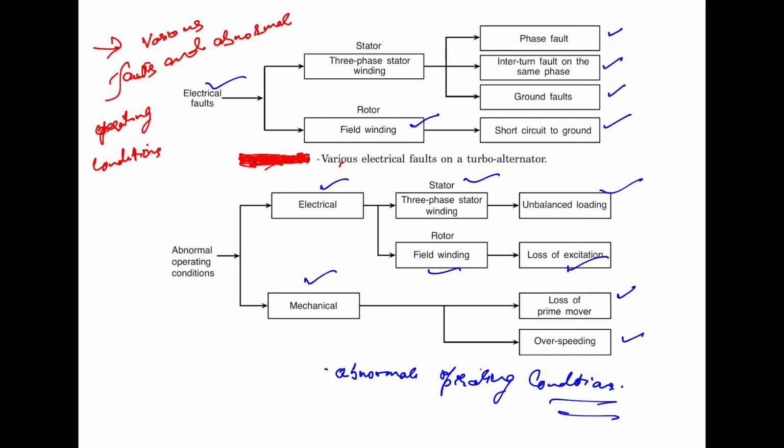So we have discussed the electrical faults on the stator three-phase winding and rotor field winding. Under the stator we have the phase fault, the interturn fault on the same phase, and ground faults, and under the rotor the short circuit to ground. Under the abnormal operating conditions, electrically, the stator has unbalanced loading and the rotor field winding has loss of excitation. Under the mechanical, we have the loss of the prime mover and then overspeeding.